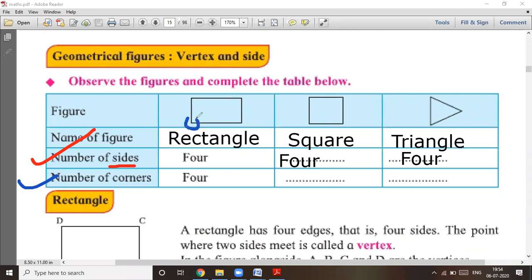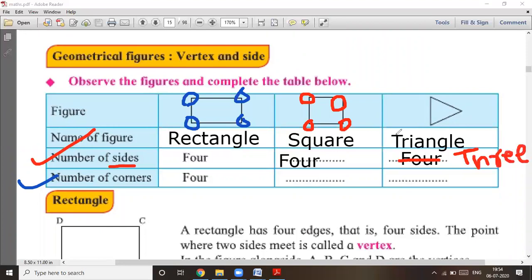Here, 1, 2, 3, and 4. If you see the square, there are also four corners. Corner number 1, corner number 2, corner number 3, and corner number 4. Okay, here by mistake it is not 4, it is 3. Typing mistake झाली बघा इथे.